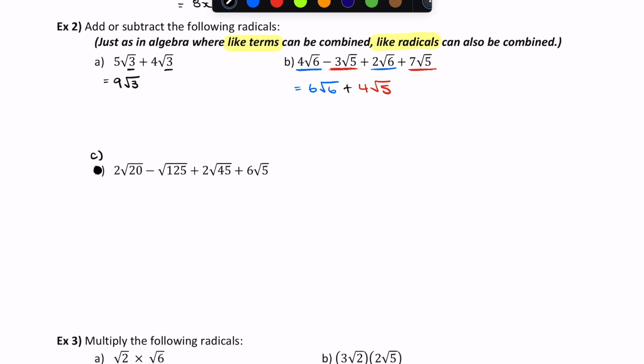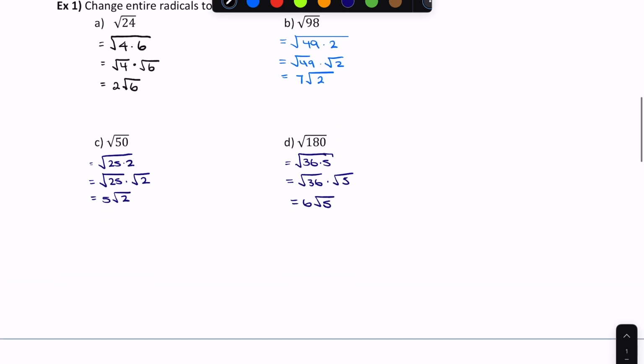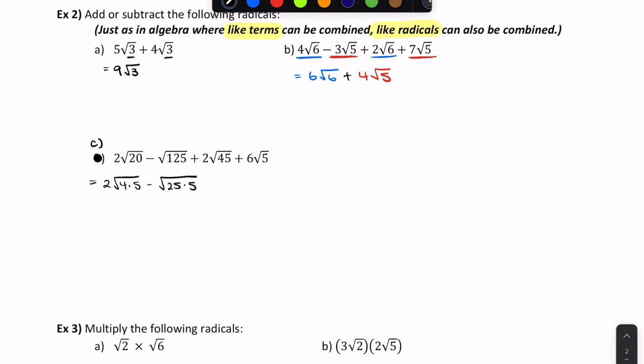So if we think about this question here, if we have square root 20, we can split that up into 4 times 5. Square root 125, we can square root that to make that 25 times 5. So similar to what we were converting up top, when we were converting from entire radicals to mixed radicals, we're doing the same process here so that we can combine the like radicals. Here we have 2 square root 45. We can split it to 9 times 5, and 6 square root 5 will keep the same.